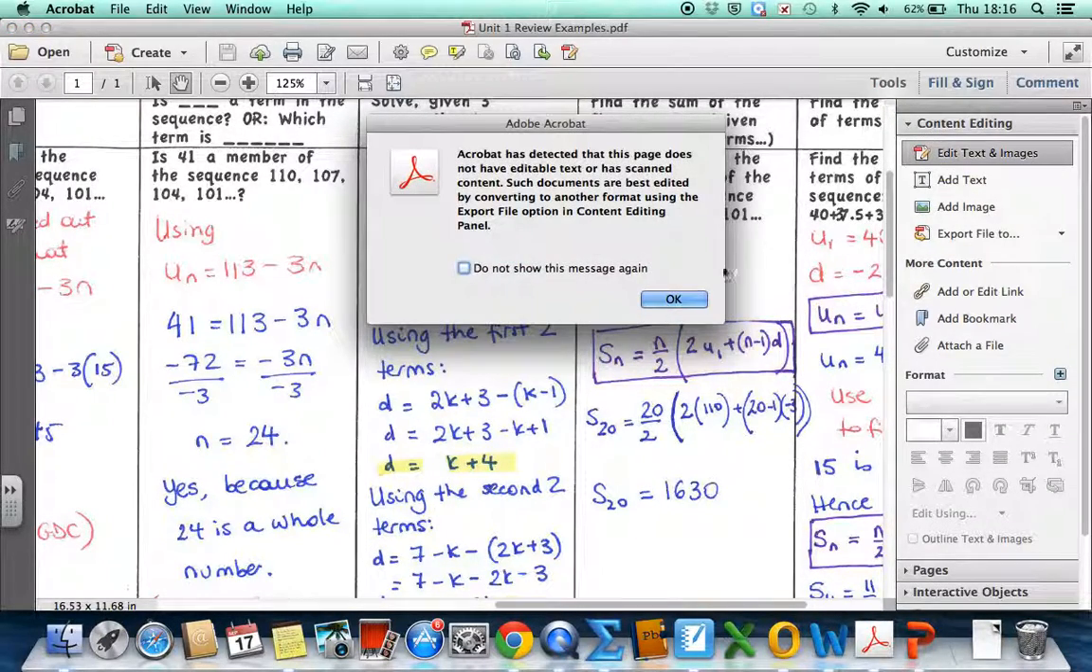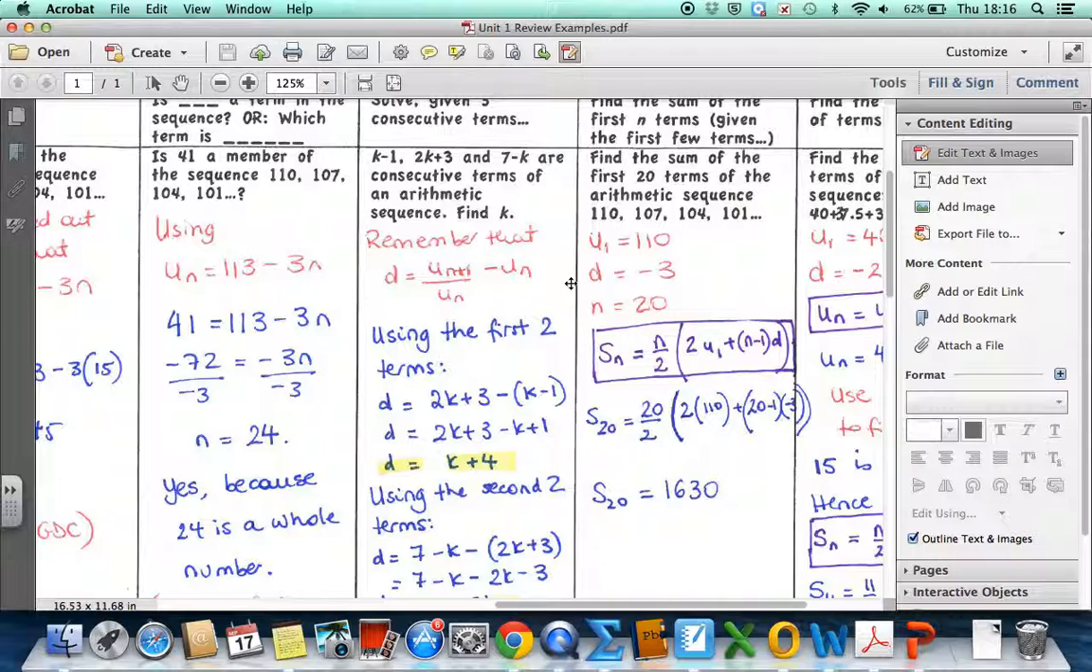Does it let me do that? No, okay, never mind. That UN shouldn't be there. Cover it up. Okay, so the difference between those two terms and the difference between those two terms should be the same.